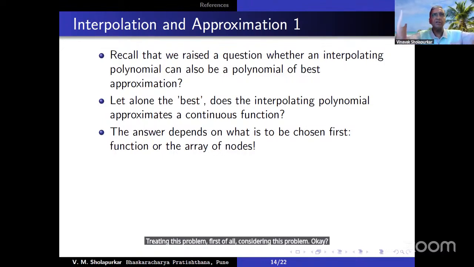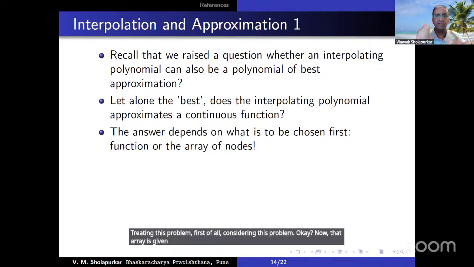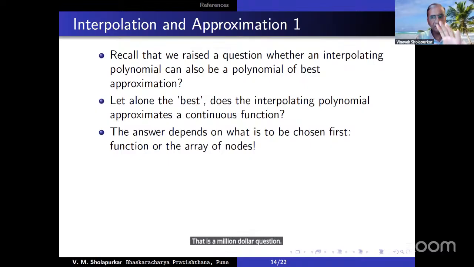Okay. Now, is that array given first, or is the function given first? That is a $1 million question. That's what perhaps Rohit was talking about earlier. So this question is important, and whether the interpolating polynomial converges to the function or not heavily depends on the answer to this question, as we will see here.